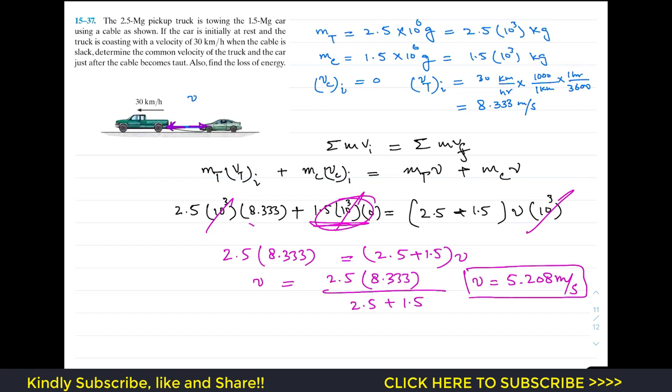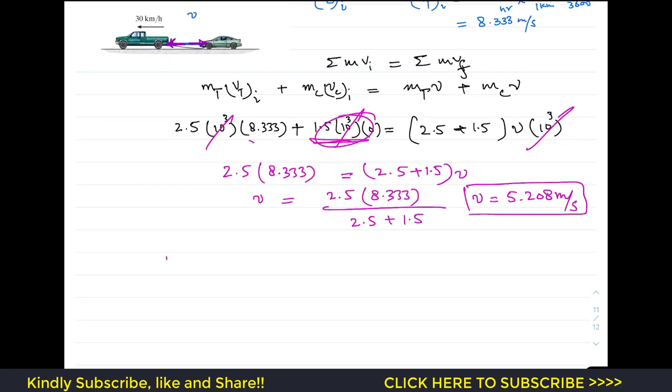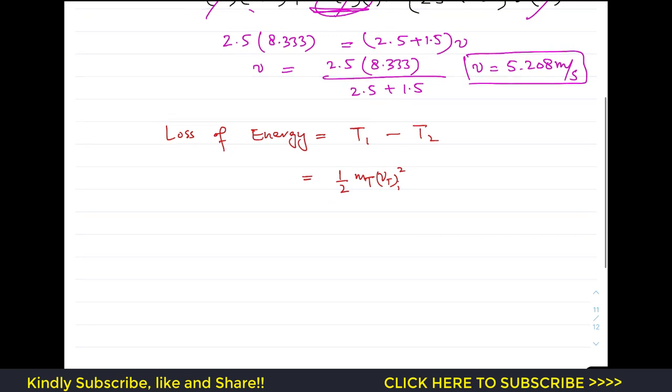Now in the problem statement it is also said to find the loss of energy. So the loss of energy will be the change in the kinetic energy, right? So let me write that the loss of energy is equal to the kinetic energy loss. That will be the initial kinetic energy minus the final kinetic energy. The initial kinetic energy will be 1 divided by 2, and since in the initial state the car is not moving, only the truck is moving, this is 1 divided by 2 mass of the truck into the initial velocity of the truck squared, minus 1 divided by 2 times the mass of the truck plus the mass of the car into the common velocity squared, since both are moving together.